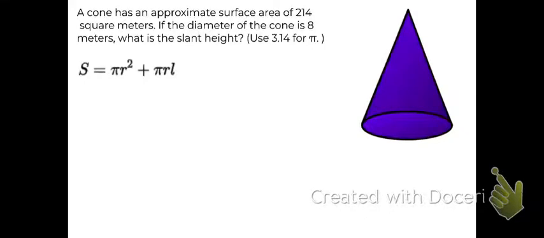Here it says a cone has an approximate surface area of 214 square meters. If the diameter of the cone is 8 meters, what is the slant height? It also tells us to use 3.14 for pi.